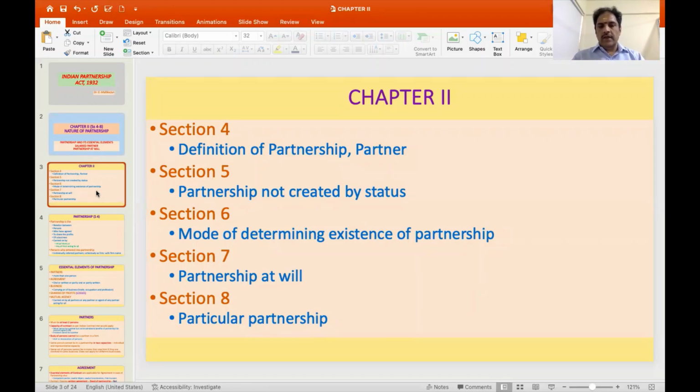Section 4 deals with the definition of partnership and partner, then firm and firm name. Then section 5 indicates that partnership is not created by status. Then section 6 talks about the mode of determining whether a partnership exists between persons and whether a person is a partner or not. What is the mode of determination? Then section 7 talks about partnership at will, and section 8 talks about particular partnership. So now let us see the various provisions.